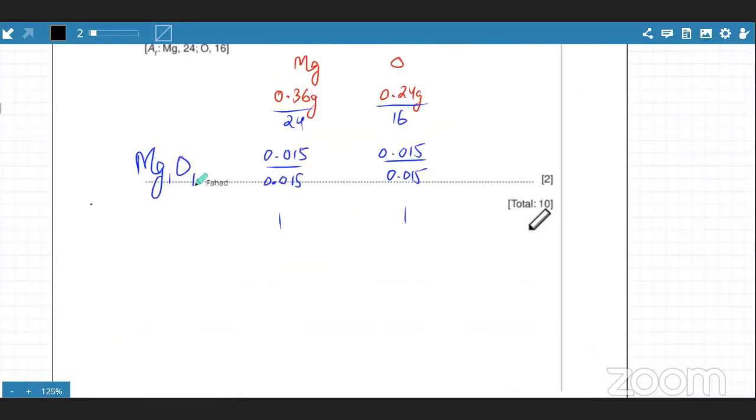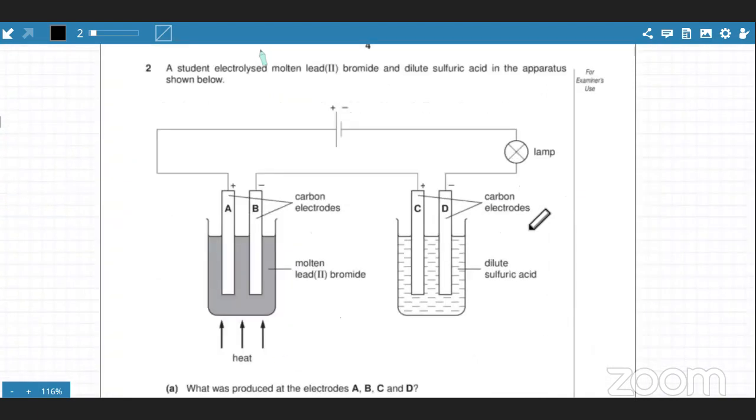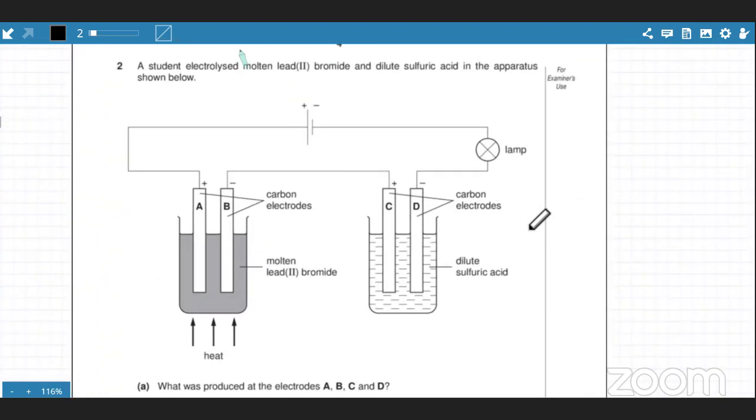The next part is question number 2. A student electrolyzed molten lead bromide and dilute sulfuric acid in the apparatus shown below. So there's an electrolysis happening, with lead bromide and sulfuric acid.